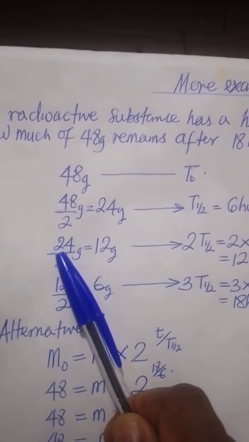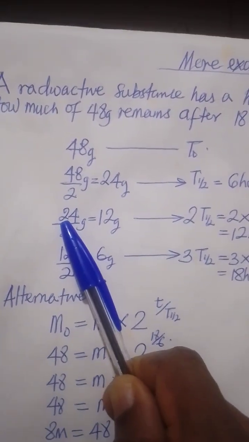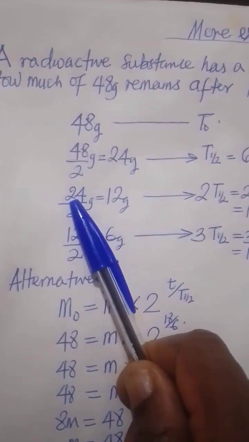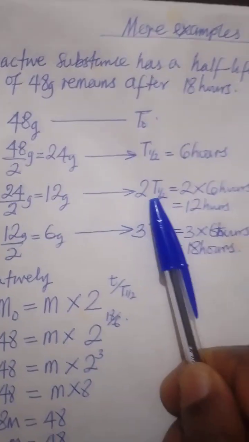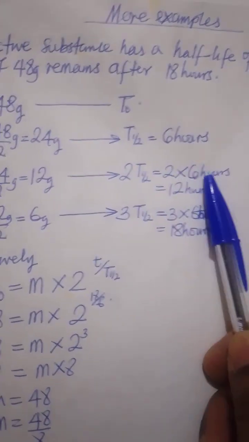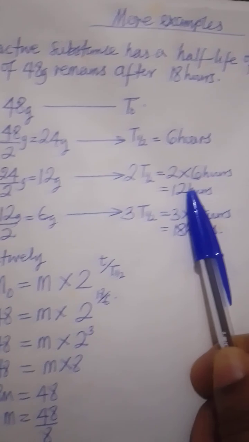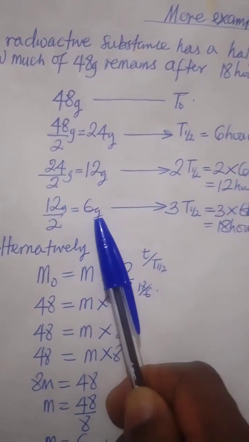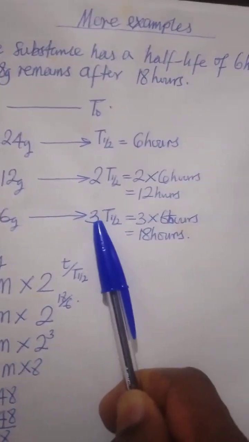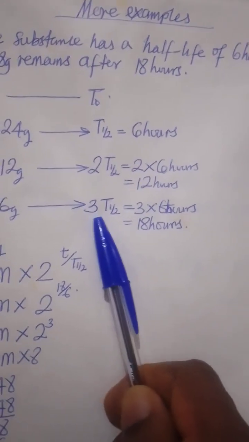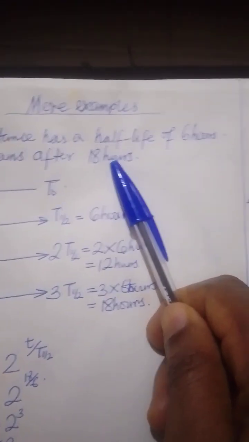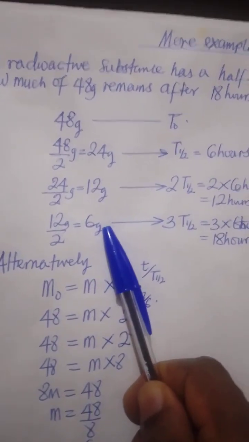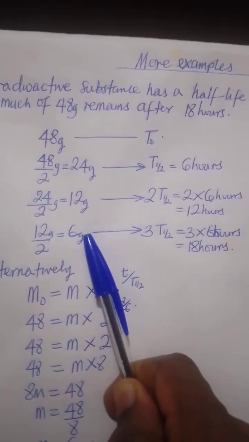We'll bring this here and make it undergo another process of division. In other words, if we half it again to get 12, that will be 2 half-lives. And then 2 times 6, that is 12 hours. If we half it again to get 6, that's 3 half-lives. So 3 half-lives, that's 3 times 6, that's 18 hours. We're actually told to stop at 18 hours. So at 18 hours, we have 6 grams. So 6 grams is what is left.